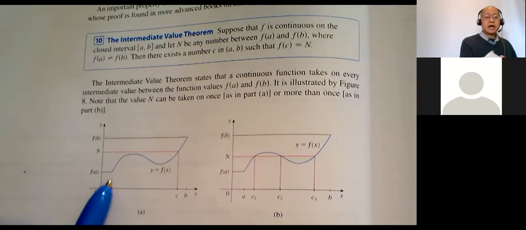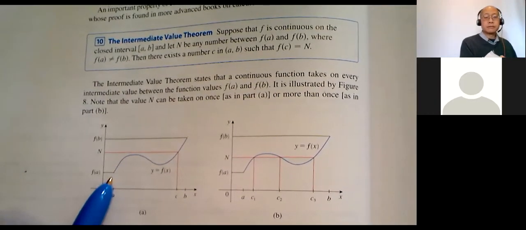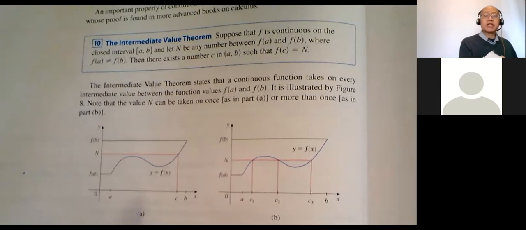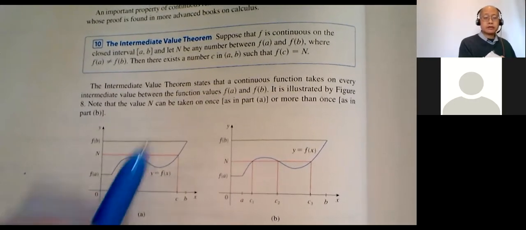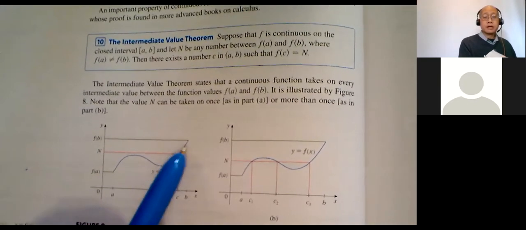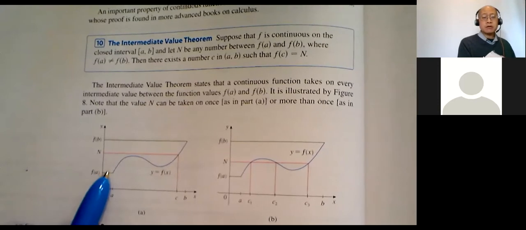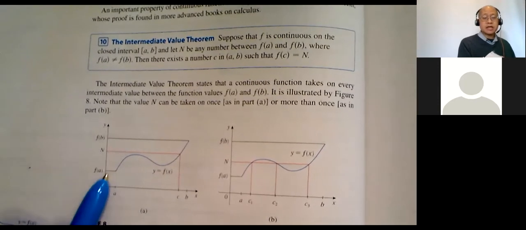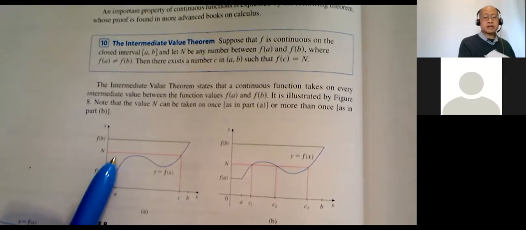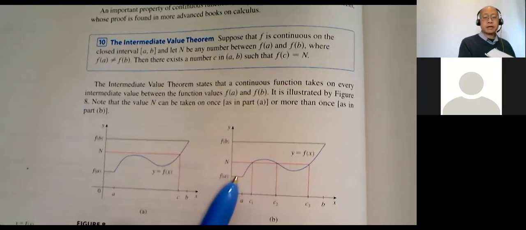Here is a comma f of a. Here is b comma f of b. And you have a continuous function. There's no jumps, no breaks. Smooth all the way. So if you pick any number between this height and this height, somewhere it's going to touch the graph. That's the concept. Like here's the picture.